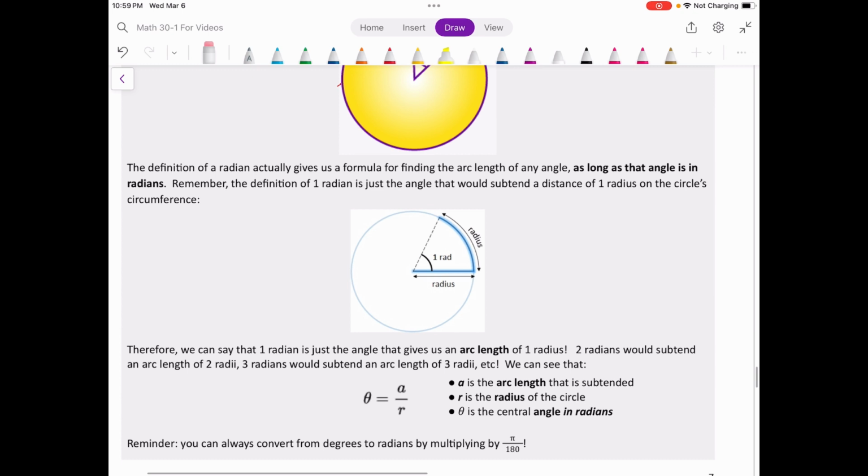And so it's actually the definition of the radian that gives us a formula. It's not like the formula is just magic. It comes from relationships like this. But this formula actually just comes straight from thinking about the definition of the radian. So it gives us a formula for finding the arc length of any angle as long as that angle is in radians. And you'll see why when we talk about it and think about the definition of the radian.